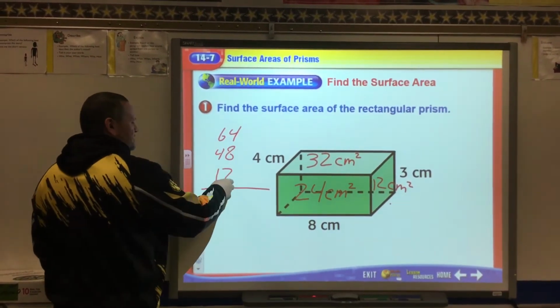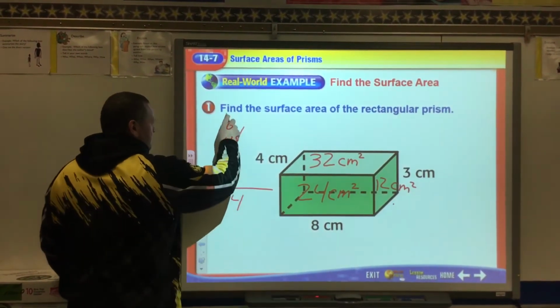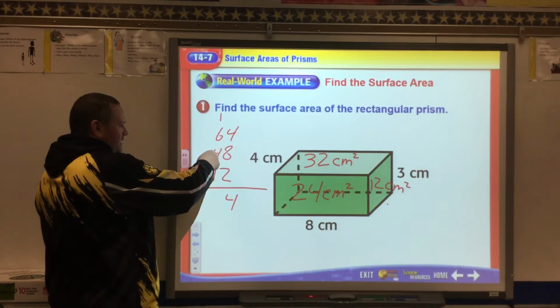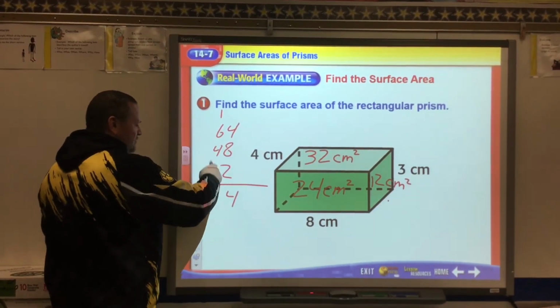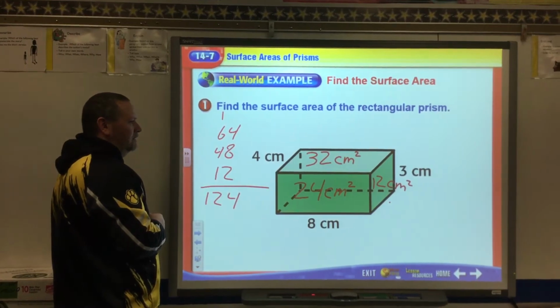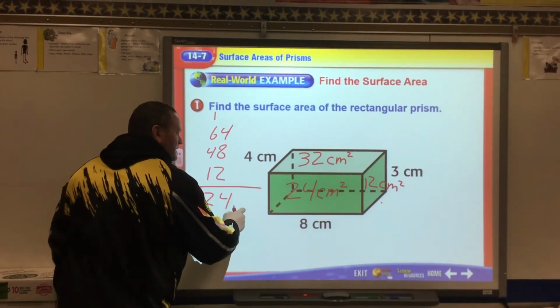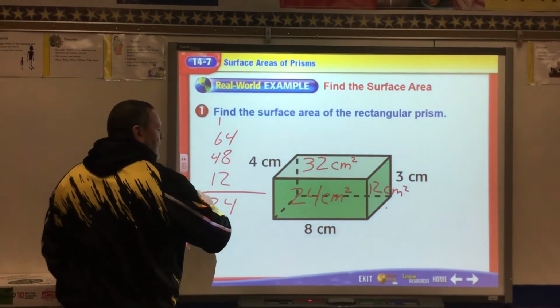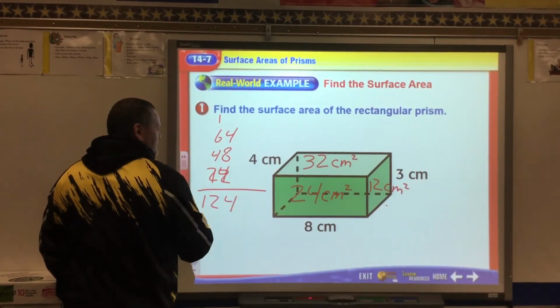We have 8 and 2 is 10, plus 4 is 14. Carry the 1. 4 and 6 is 10, plus 2 more is 12. 124. 12 and 12 would be 24. Oh, sorry, I forgot to double it. 24. My mistake.